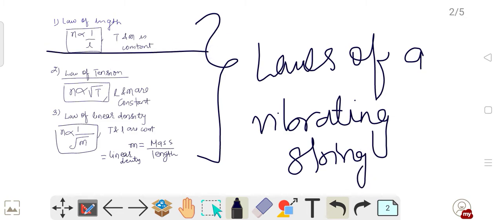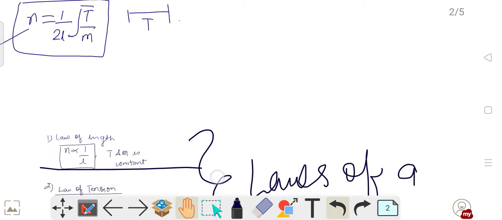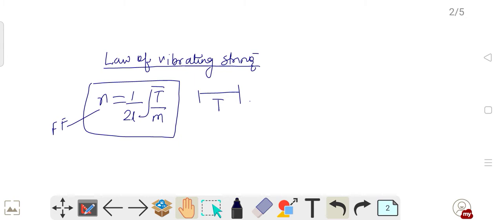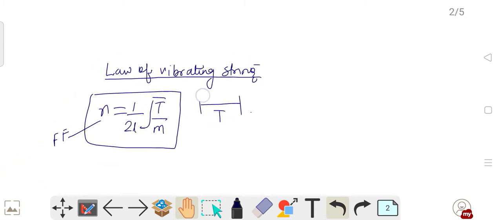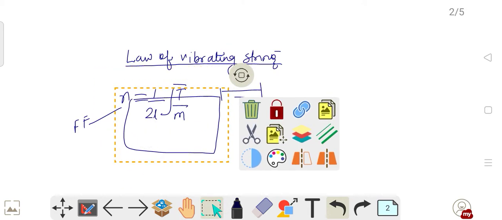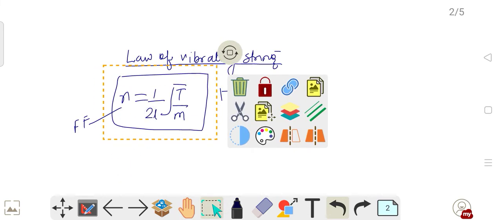First is the law of length, fundamental frequency inversely proportional to length. Second is the law of tension. Third is the law of linear density. And combining these, we arrive at the formula n equals 1 upon 2l root over T upon m. That is, the 1 by 2 is the constant that came. So this is the case.